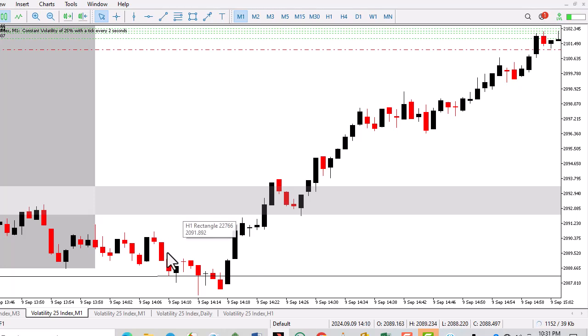Then you have the what? If you are not very conversant with this, maybe your level, this is the first change in structure that you have here. A good entry would have been here, but no wahala if you miss that one. Look at this. This is very clear. So you have a break in market structure there.